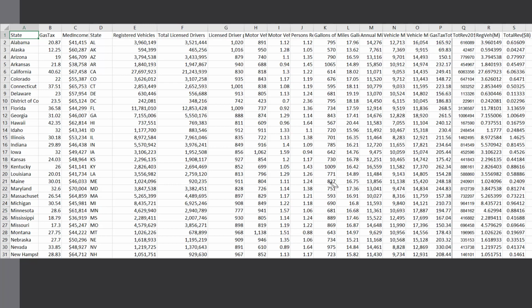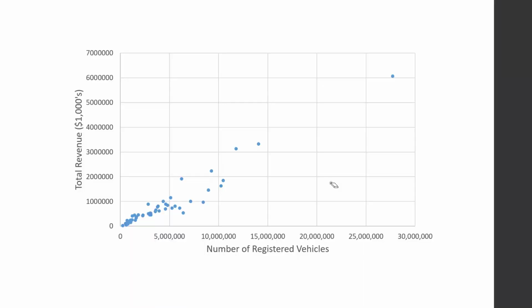So I just collected a number of variables. I gathered median income for the states, number of registered vehicles, total licensed drivers, a bunch of different variables, because I was trying to find a relationship to see if we could determine what was an anomaly as far as gas tax goes. All right, so what I ended up looking at was the relationship between total revenue that a state collects in a year against the number of registered vehicles, and it's quite surprisingly a pretty good linear relationship.